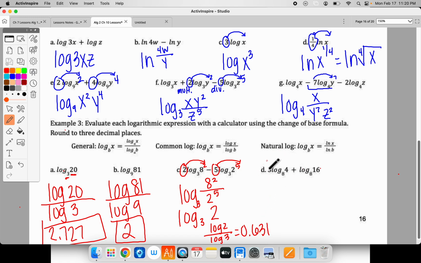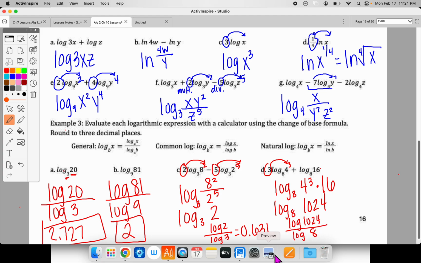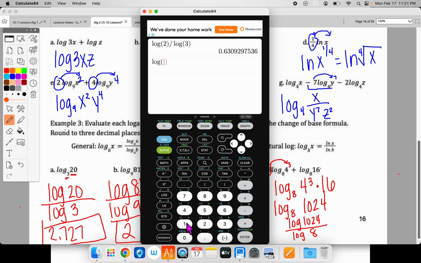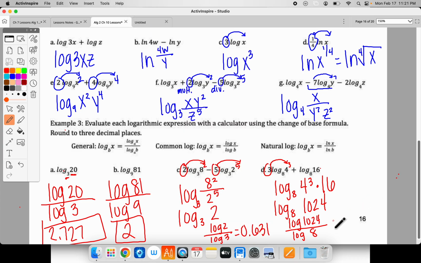Same thing here, we've got a little condensing to do. So I'm going to put my exponent back, and when it says addition, I'm going to multiply it. So log base 8 of 4 to the 3rd times 16. 4 to the 3rd times 16 is 1024. So then I can use my change of base formula. Log of 1024 over log of 8. Log 1024 divided by log of 8 is 10 over 3, or if you have the decimal, it's 3.333.